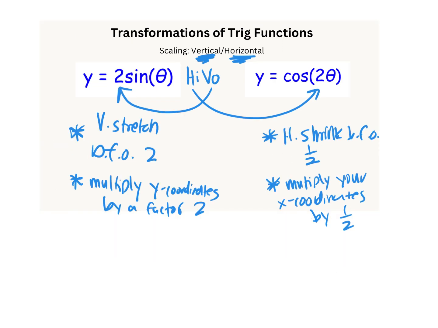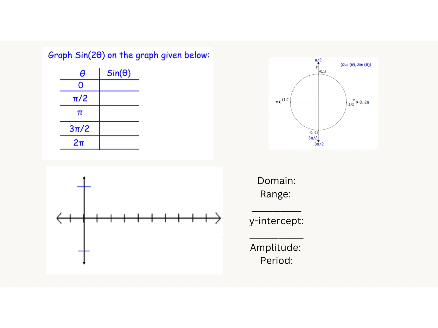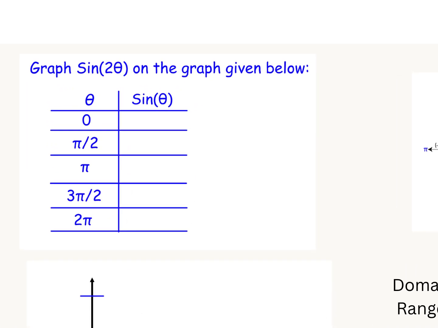So let's combine these two ideas. Let's take our idea of graphing a sine or cosine function, and then let's apply some of these transformations to them. We're just going to do scaling today. So for this first one, it's asking us to graph sine of 2x on the graph given below. So we're going to go through that process.